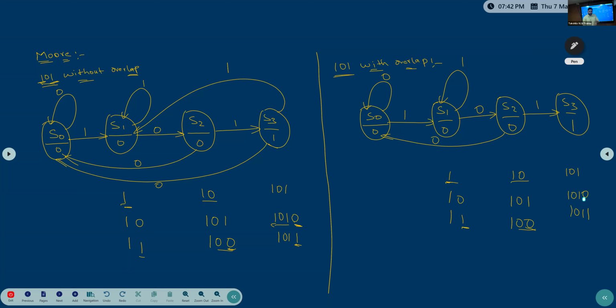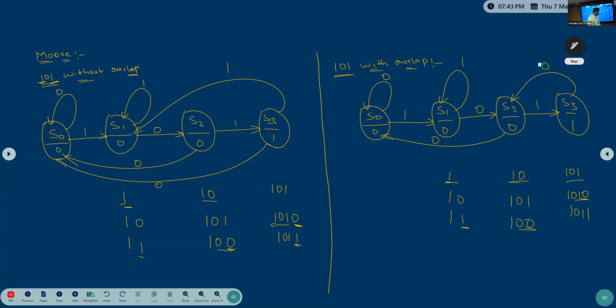Now you should not check for one bit. Without overlap, you should check for last bit only. But here you should check for all the bits. Clear? All the bits. Last 3 bits you need to check with this last 3 bits. Matching? No. Last 2 bits you need to check with this last 2 bits. Matching? 1010 matching, right? So where I need to go from S3 to S2 when it is 0.